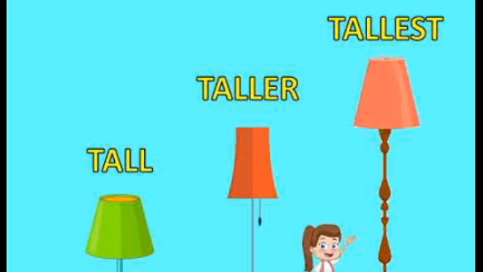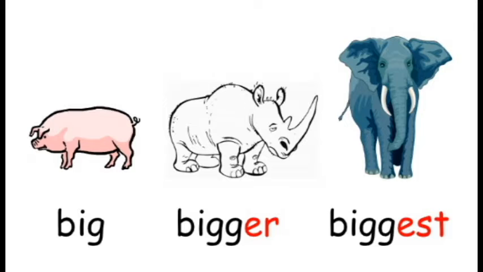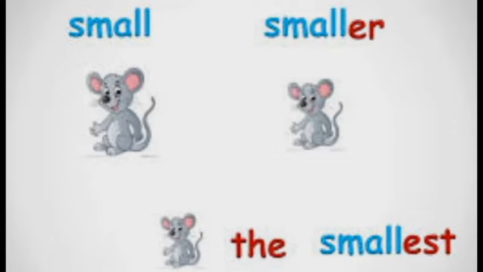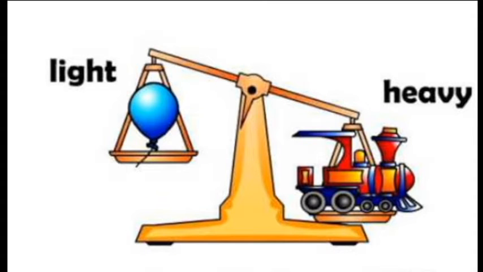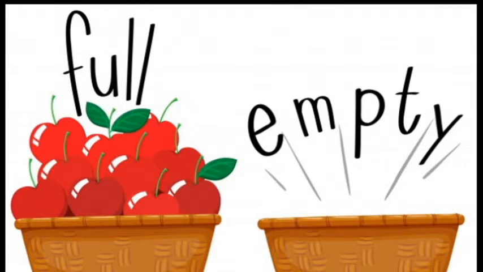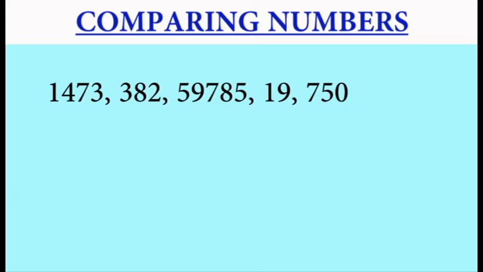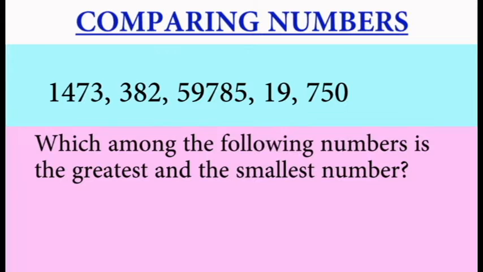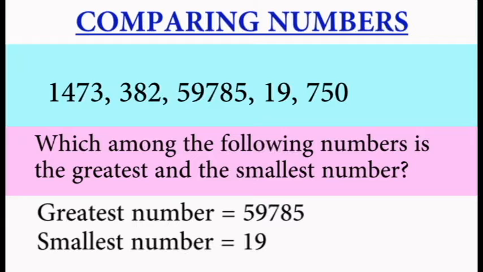Pictures, you find that we are comparing two ideas, comparing two situations, comparing two or more objects. Similarly, we can compare numbers as well. Now how do we do that? Let us see. On your screen you find that there are 5 numbers given, and you have to find the greatest and smallest number. Out of these 5 numbers, the greatest number will be 59,785 and the smallest number will be 19.